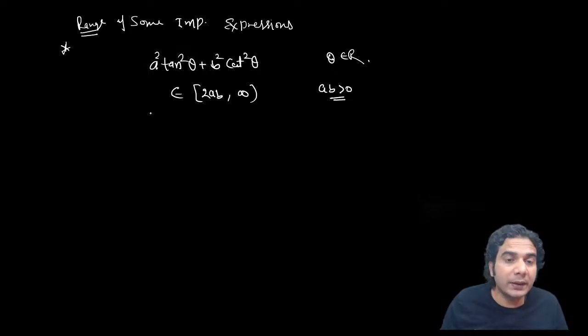How did we find it? I'm telling you the method using AM-GM, arithmetic mean, geometric mean inequality. We can find it. So this was an important expression.